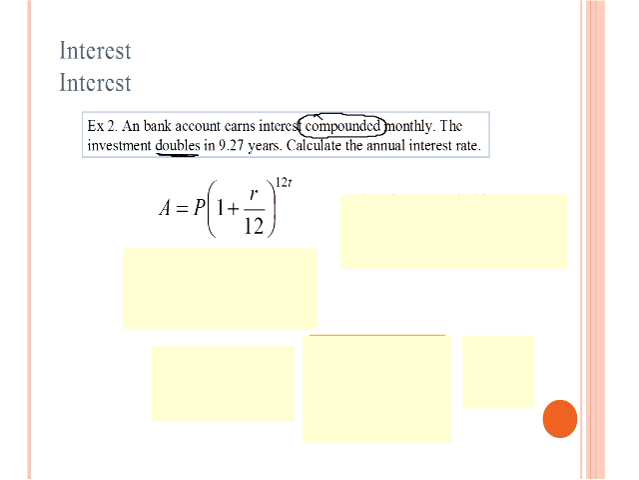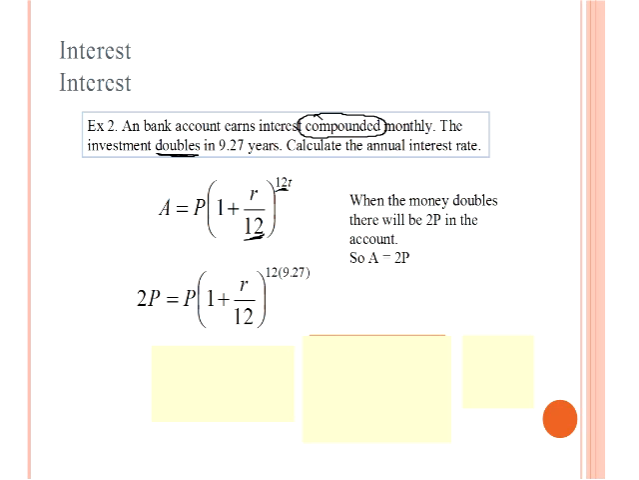Now I don't know what the principal value is, and I don't know what the interest rate is, but I do know that the interest is compounded monthly, so n equals 12. And it tells me that it doubles in 9.27 years. So I'll put in t equals 9.27, and I'll put in 2P for A. And I'll isolate the power and simplify that exponent. And now I'm trying to solve for a base.